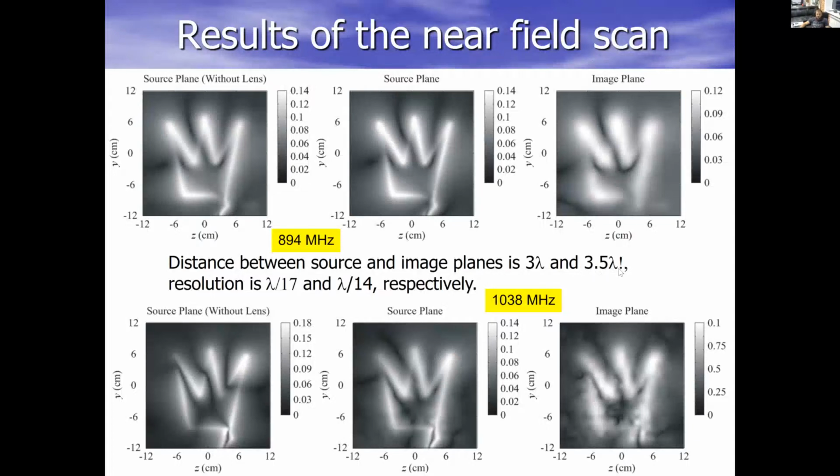And over here you see images at both these frequencies. Resolution is respectively 17 times smaller than the wavelength, or 14 times smaller than the wavelength. Over here, accuracy of scanning was much better. And over here, you can really see in the image these tiny details, which give you a hint about resolution.